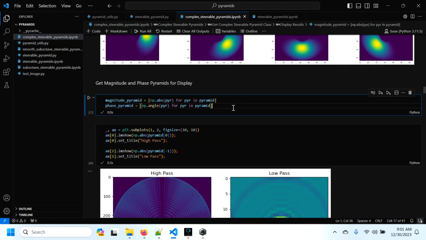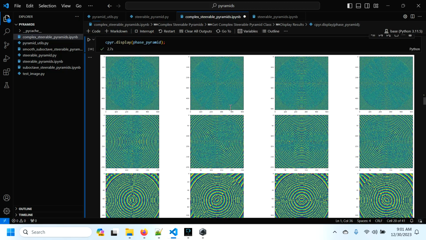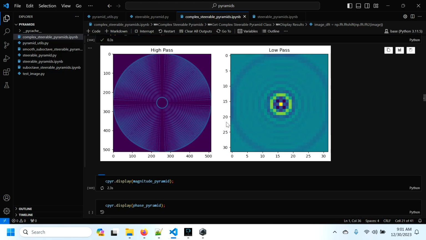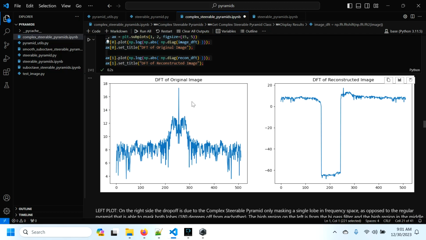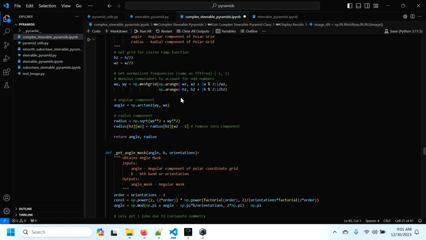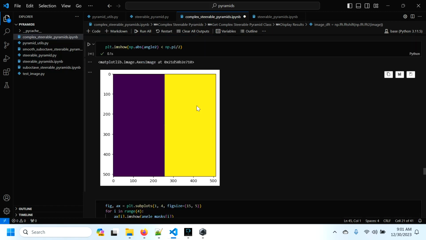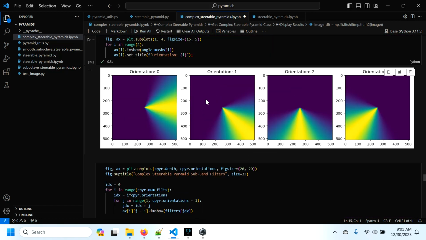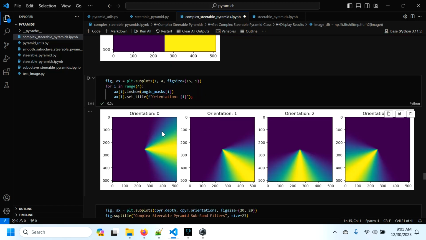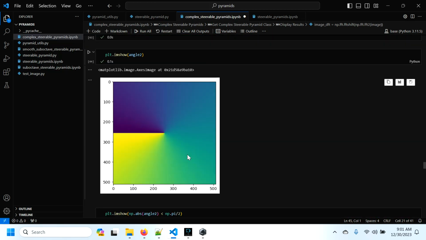So let's just dive in. We're going to go ahead and plot some of this stuff. We've already seen the magnitude and phase. This is just a replot of it separately, and we'll get to the reconstruction in a little bit, but I just want to go over some of the construction of the angular filters, because it's the angular filters that are going to really make the difference, because this is how we're going to take a single lobe.